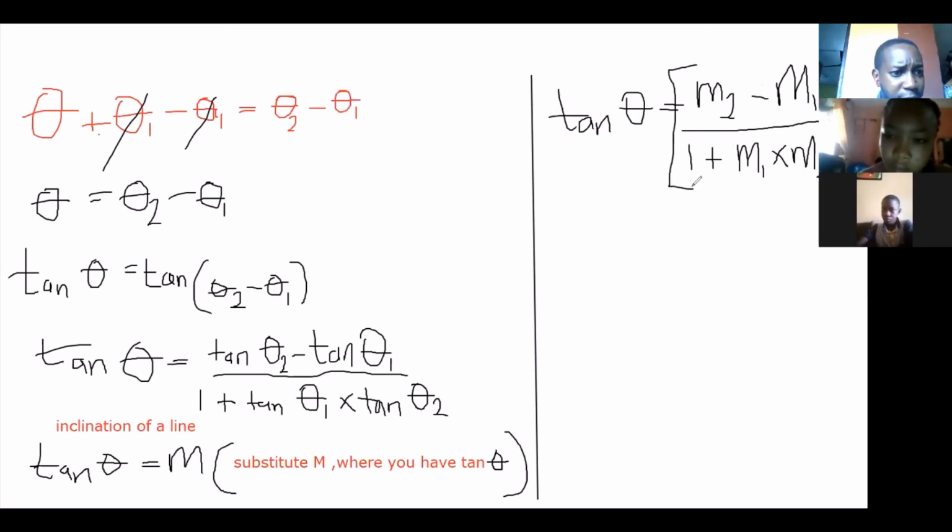Oluchi, do you get that? Do you now understand how the formula was derived? The first thing we did was to understand how the formula was derived. Good. Now that we've understood that, let's go to some questions.